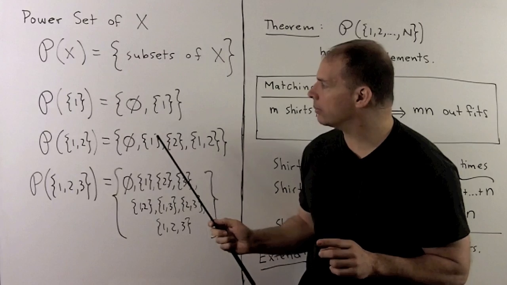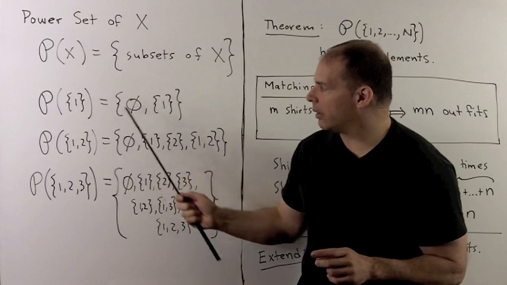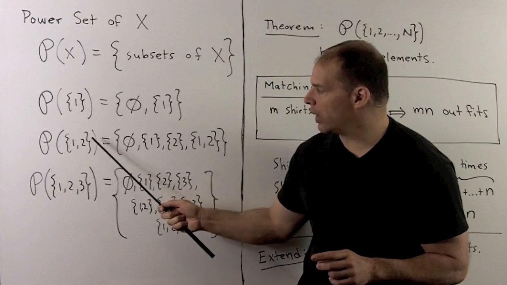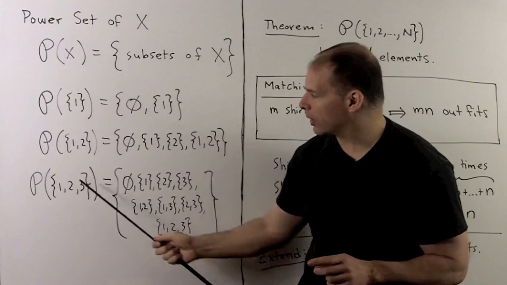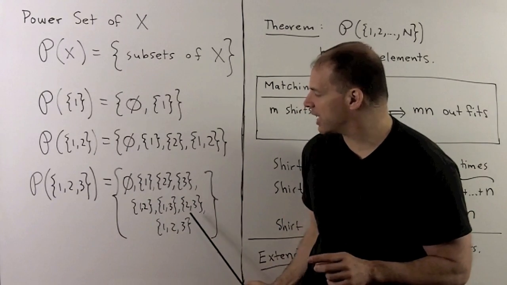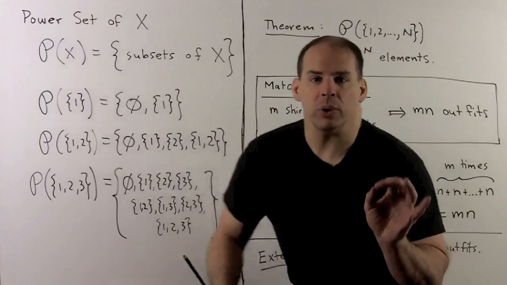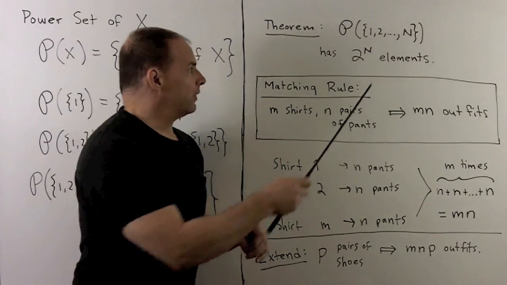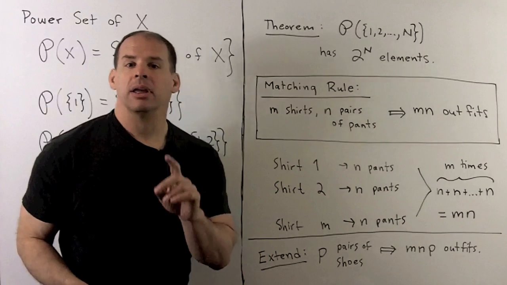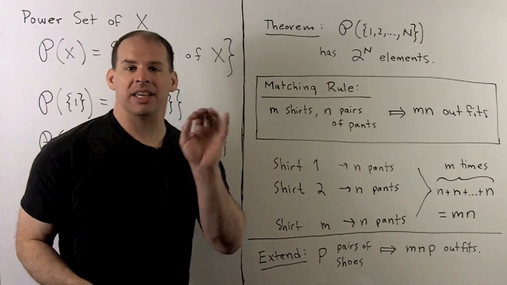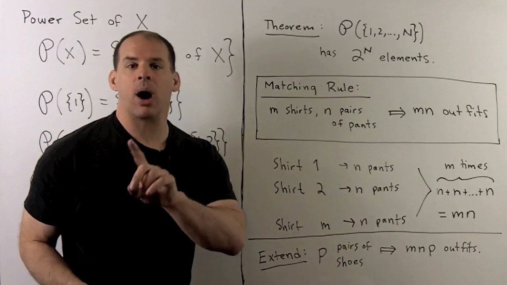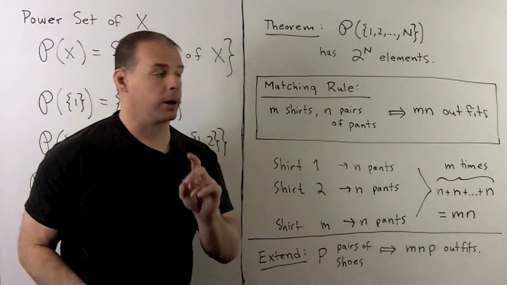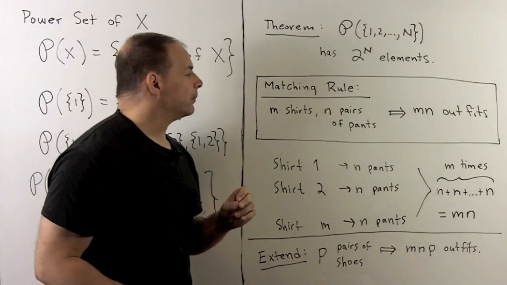Now, if you count, you'll note when we have one element, there are 2 subsets. When I have 2 elements, there are 4 subsets. When I have 3 elements, there are 8 subsets. So we can conjecture that the rule is, if I have a set with n elements, then there should be 2 to the n subsets, or the power set has 2 to the n elements. So that's a theorem. So let's show that.